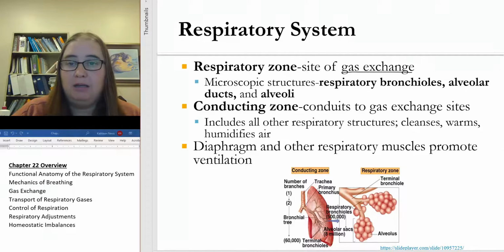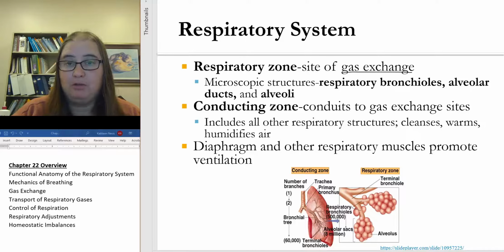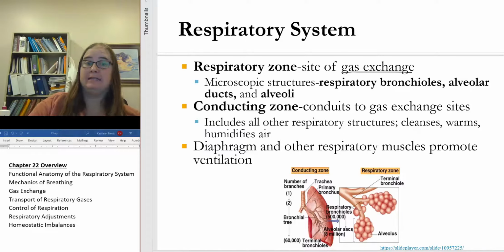The respiratory zone is where gas exchange is actually going to occur. So it is kind of the end of the branching system, where we have, for example, our respiratory bronchioles or alveolar ducts and our alveoli, again, where that exchange can occur. Our conducting zone is just that. It is the conduit, or the tube system, that gets the air to the respiratory zone. So all the structures prior to our respiratory bronchioles would be considered our conducting zone.